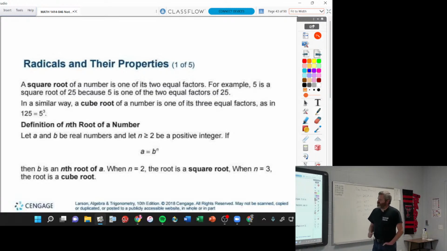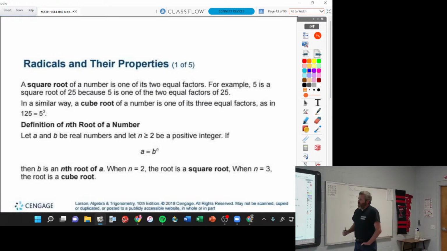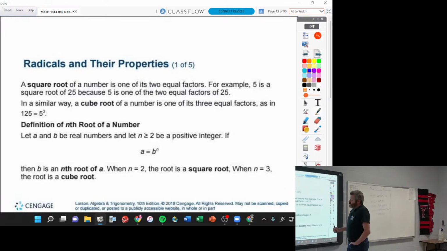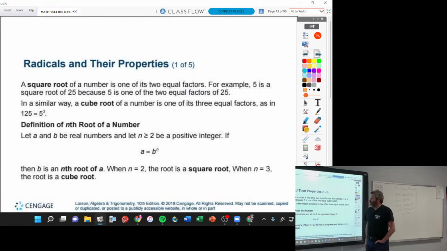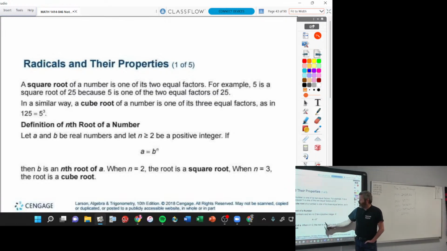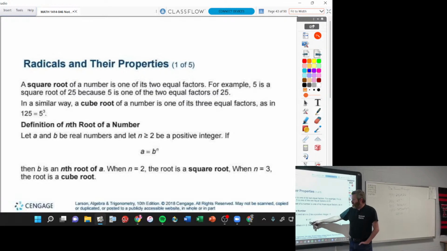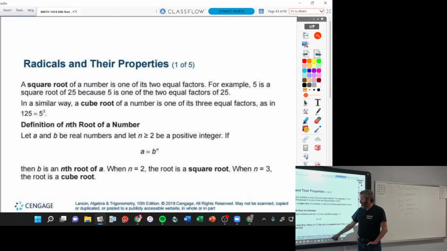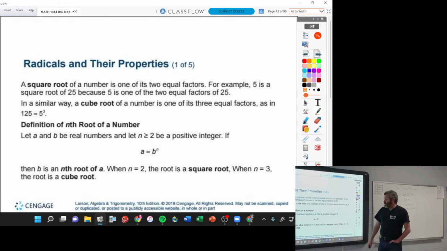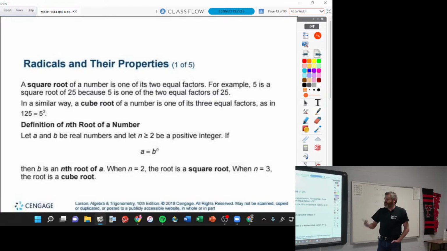So here's our definition of an nth root of a number. If a and b are 2 real numbers, and n is greater than or equal to 2, if a equals b to the nth power, then b is the nth root of a. If n is 2, the root is a square root. When n is 3, we say cube root.